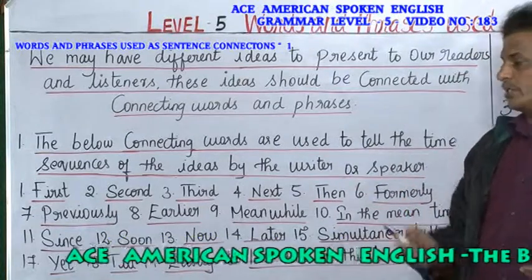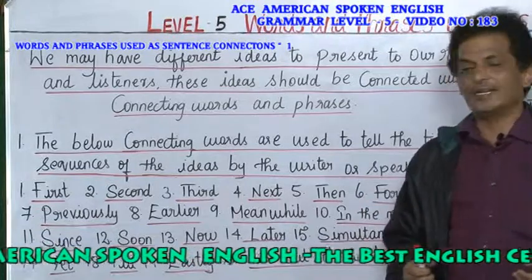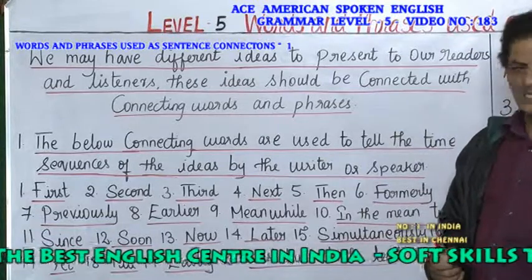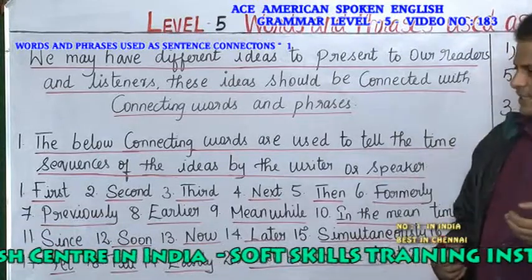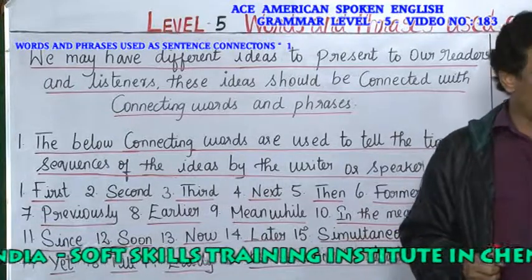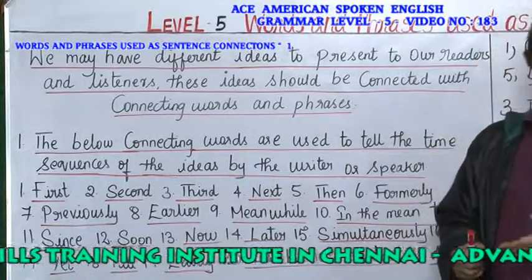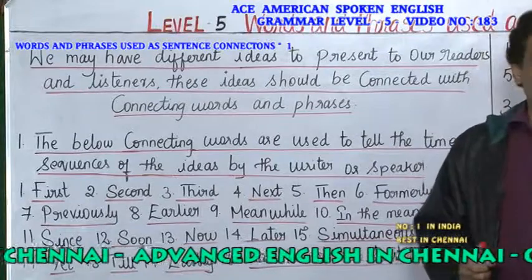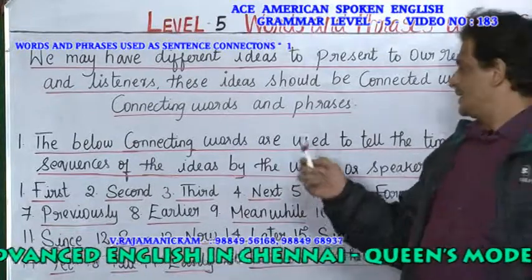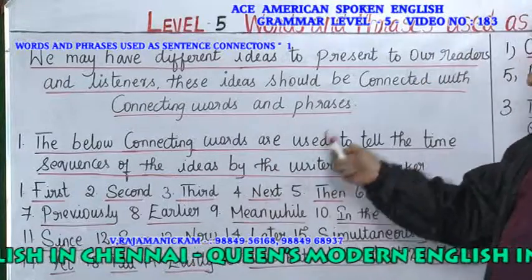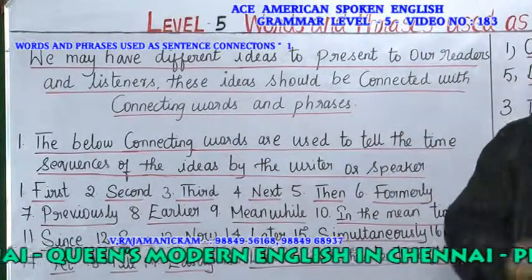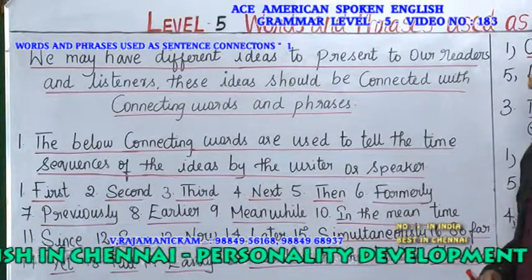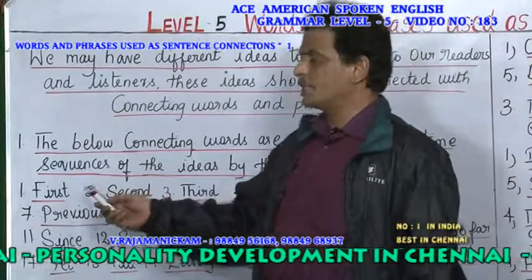Time sequences. You want to say what happened from morning to night. What will you tell? Morning 6 o'clock, I got up. 6:30, I brushed my teeth. 7 o'clock, I took a bath. 7:30, I had my breakfast. 8 o'clock, I took my bike. 9 o'clock, I came to the office. So this is the time sequence from morning to night, what you do. It tells the sequence of ideas by the writer or speaker. Who is the writer? A person who writes a letter to somebody. A speaker wants to say according to the time sequence. So, what are the time sequence words?